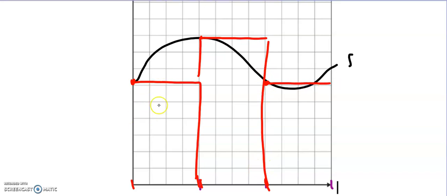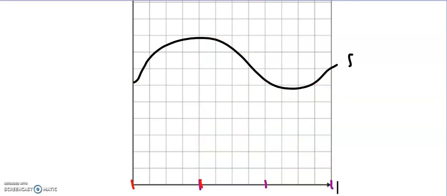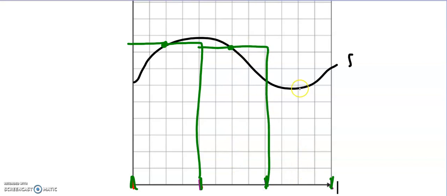Okay, so I'd find the area of this rectangle, and this rectangle. I also could do something called the midpoint. So I'm going to find my intervals, but then I'm going to use the height that's in the middle. So I'm going to find the height that's in the middle and the height that's in the middle, right? So I'm using the in-between parts of my partitions.